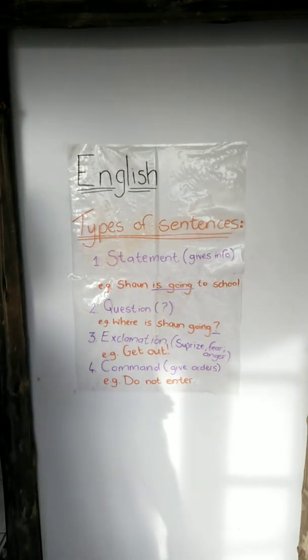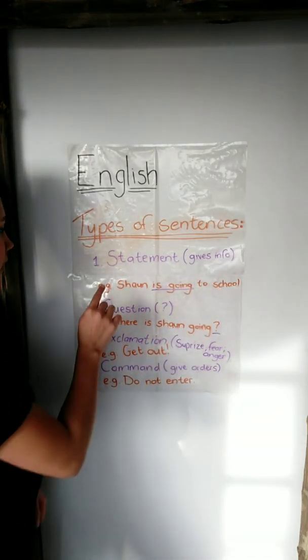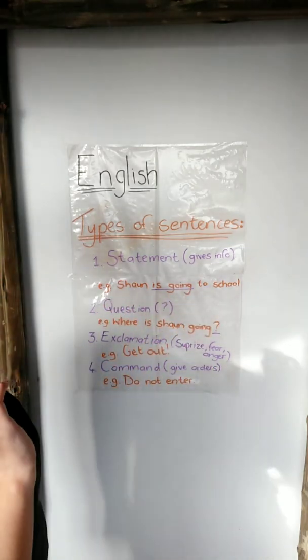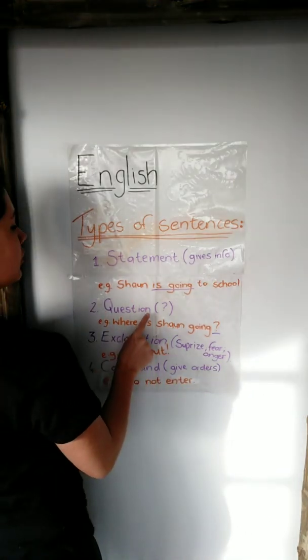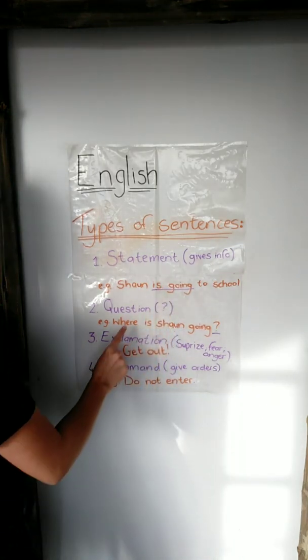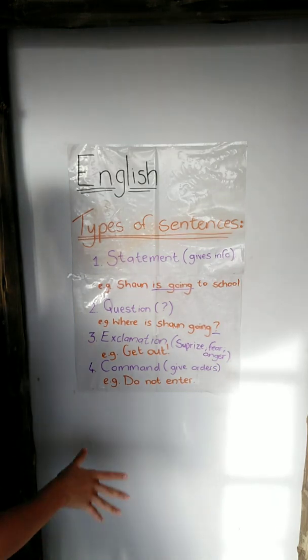Let's look at the first one, a statement sentence. Now it gives information, so it states something. Sean is going to school. Simple, easy, it's a statement. Okay. Number 2, a question sentence. Now this is pretty easy because it always has a question mark at the end. Where is Sean going? Question mark. That is always a question sentence.